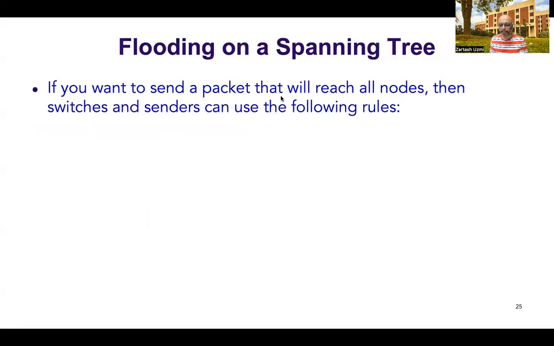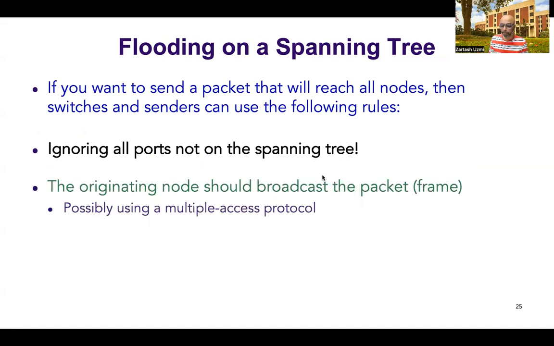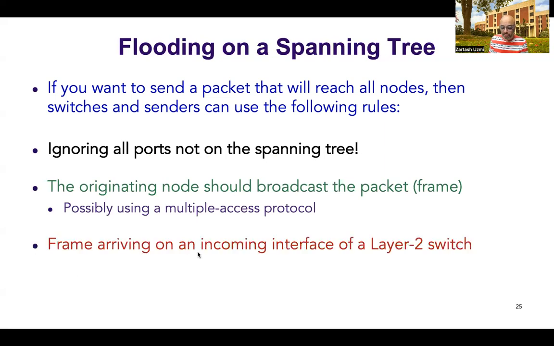Okay. So how do you flood on the spanning tree? If you want to send a packet that will reach all the nodes, then switches and senders can use the following rules. First of all, you ignore all the ports which are not part of the spanning tree, which means now you stick to a topology which has zero loops. Okay. And the original node must broadcast the packet, by using maybe some sort of a multiple access protocol, CSMA/CD, let's say.